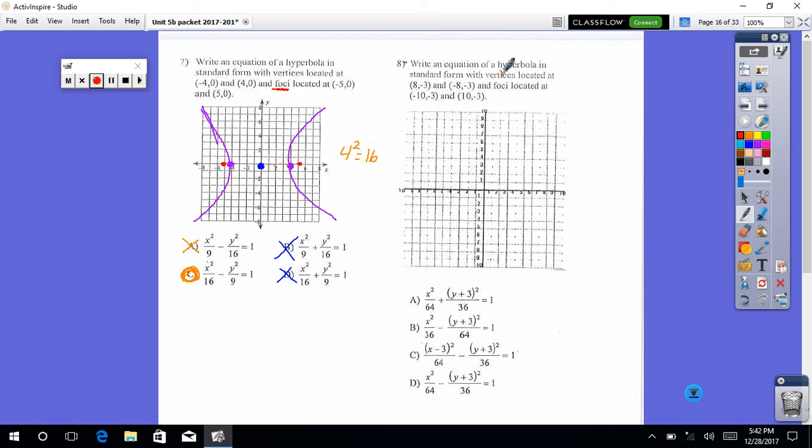Okay, again, over here, we're talking about a hyperbola. Look down at your answer choices. I've got an ellipse equation as an answer choice. It's got a plus in it, so I don't need it. Okay, so let's graph the other ones.